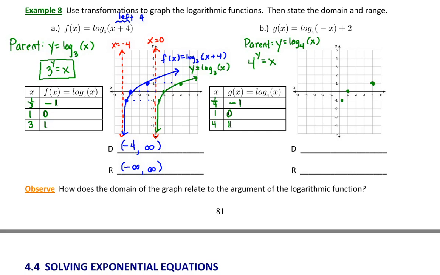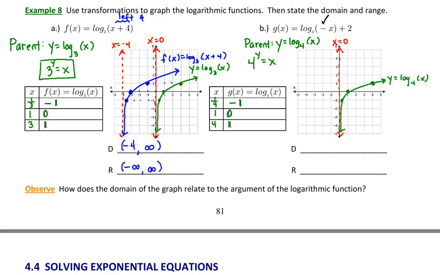Let's go ahead and sketch our vertical asymptote so we don't cross that boundary. Its equation is x equals 0. So here is our parent function, log base 4 of x. Now let's work the transformations in 2 steps on the next one.